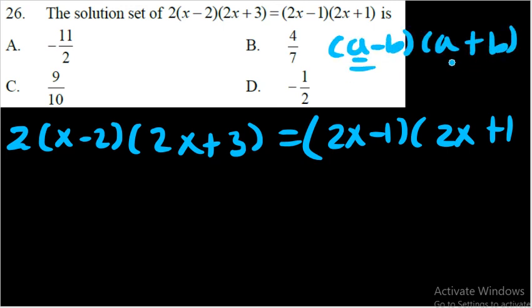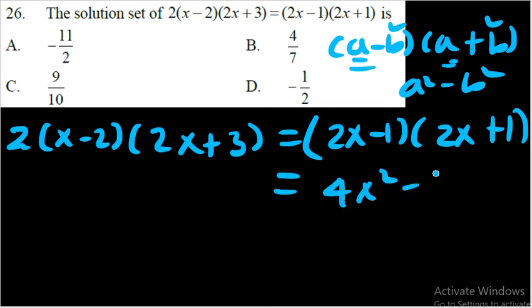Okay, this one equals a square minus b square, as you can see. So here, without distribution, you can say 4x square minus 1, because 2x when you square it is 4x square, and 1 when you square it will be 1. What about here? Let us complete it. First multiply the bracket and keep it outside.